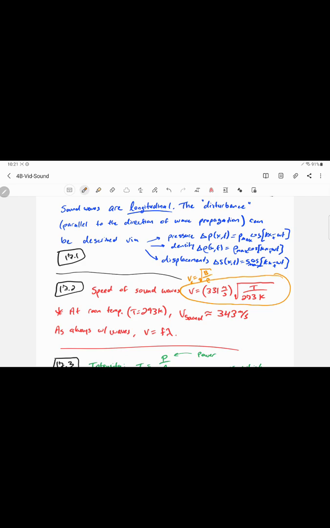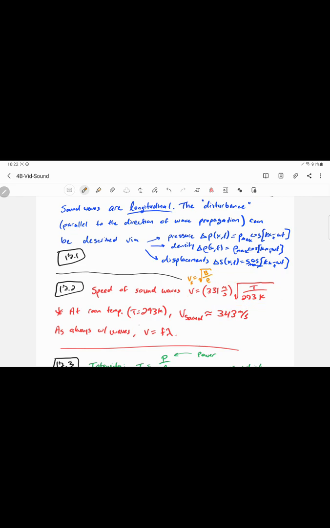If you're at atmospheric pressure, and at room temperature, roughly 20 degrees Celsius, which is 293 Kelvin, this is the speed of sound. If you're not told in the problem what the speed of sound is, you'll take this value. But if you're told a different temperature in the problem, you would use this formula to find the speed of sound as a function of that temperature.